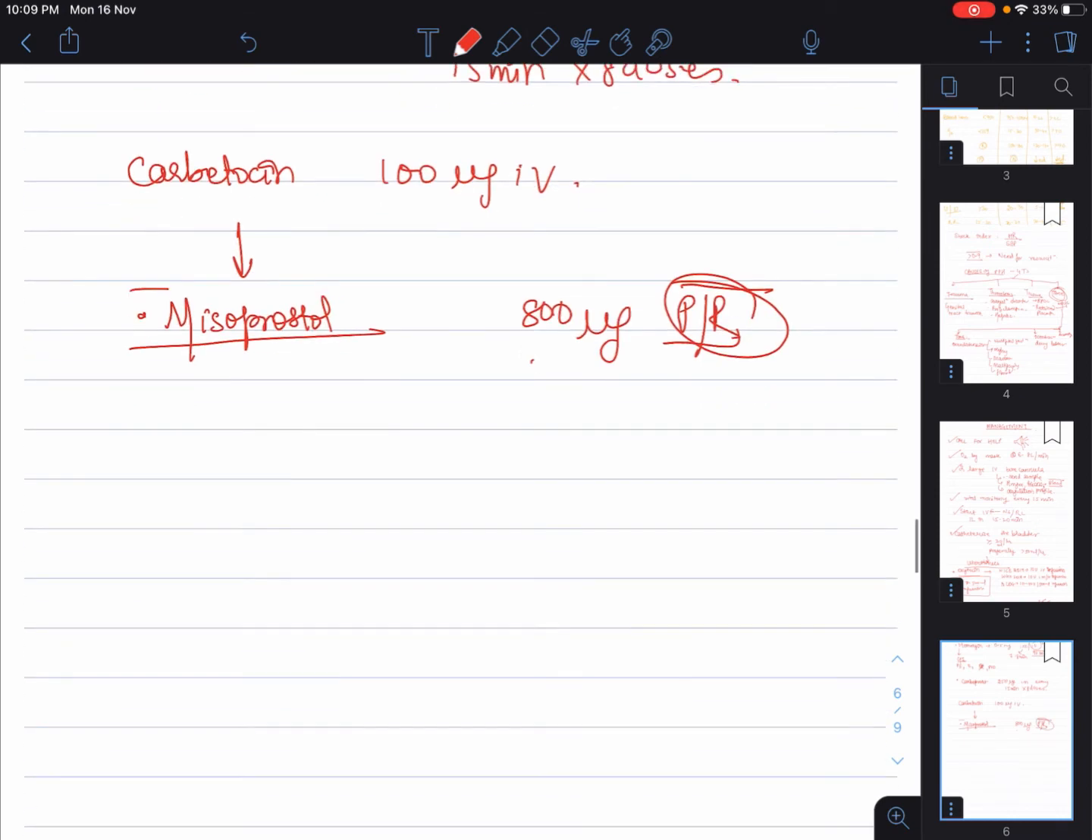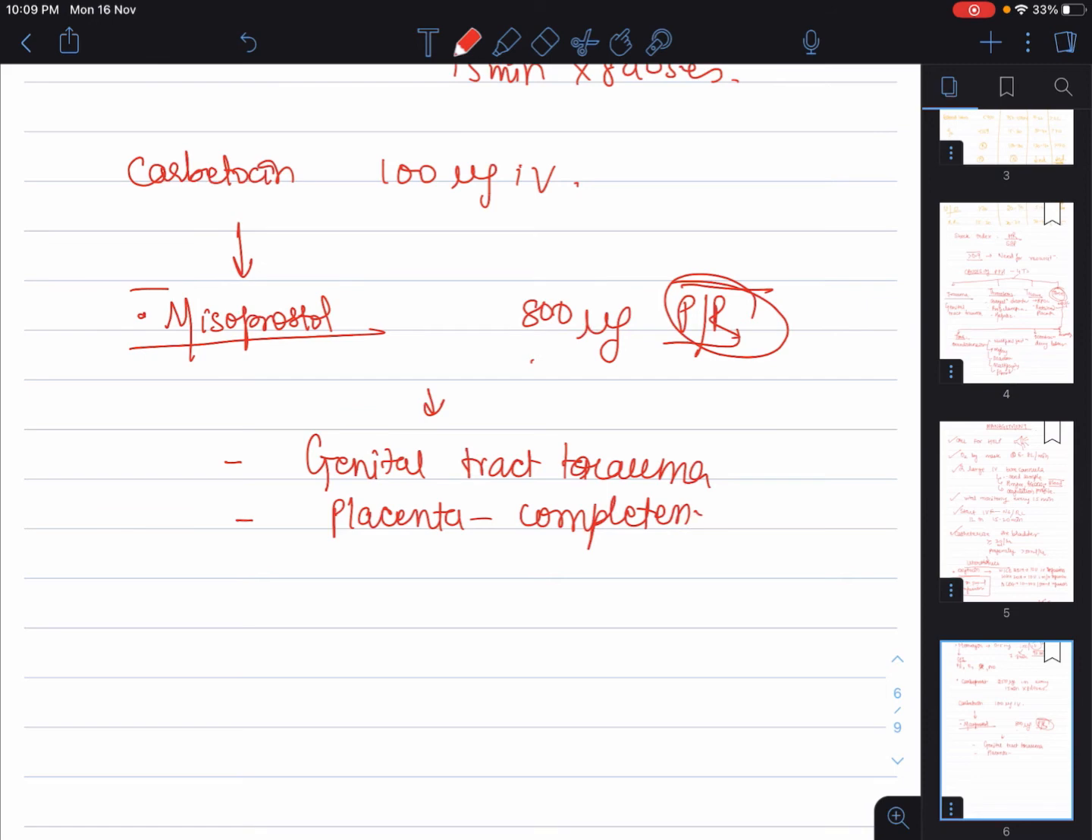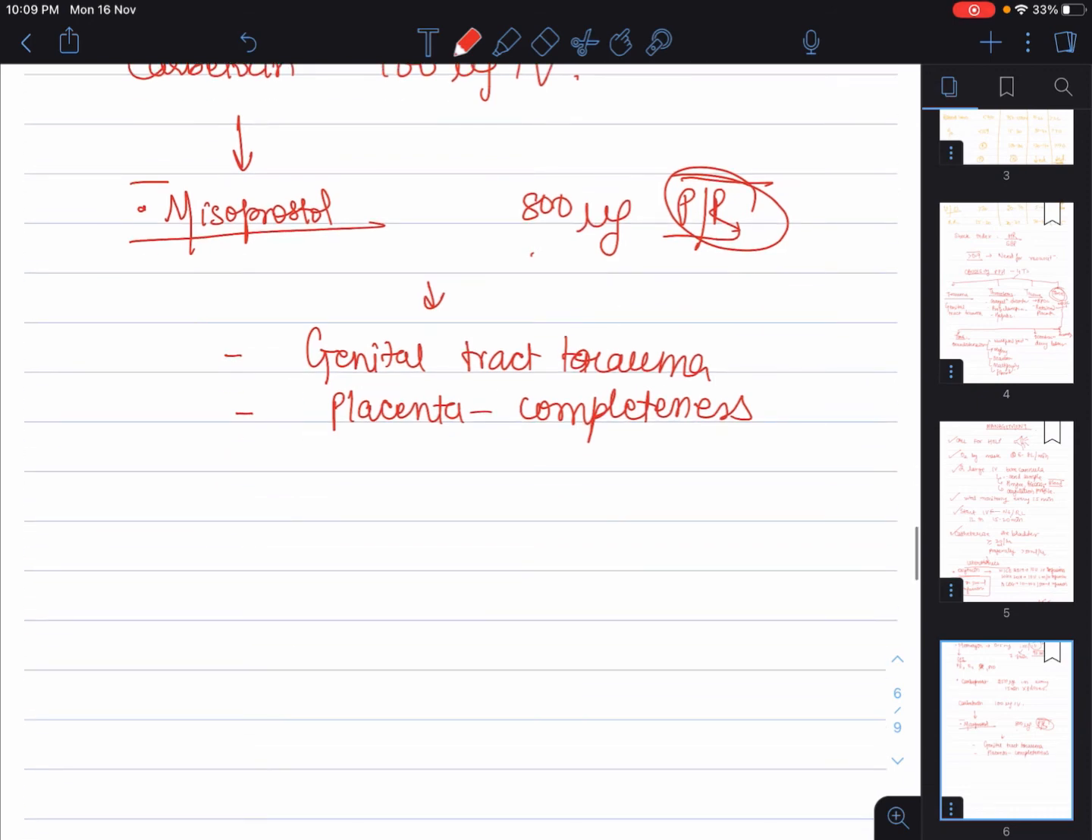Okay, you have done this, you have given all the uterotonics. What you will do next is you will look for genital tract trauma, right? You'll inspect her genital area, her genital tract, and see for any traumas. Okay, then you'll check the placenta for completeness, to see if there is any part that could have still been retained in the uterus, and that is why the uterus is not able to gain its tone. Okay, so these are the things that you will do.